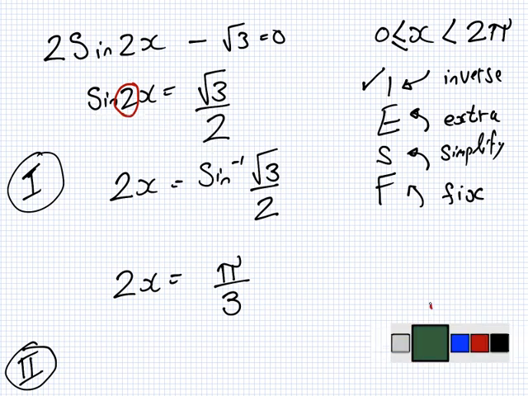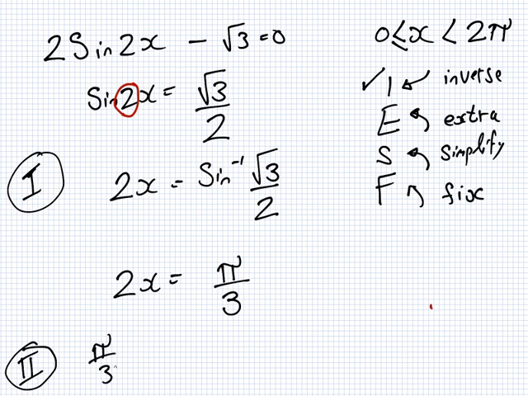Okay, so this is a little bit of a problem because the first answer we get from the calculator. The second answer is 180 minus the first answer, or in other words, pi minus the first answer. So that would be 2 pi over 3. But now we have a problem. I said there's 4 answers, and here I only have 2. So how can we make the extra answers after this?